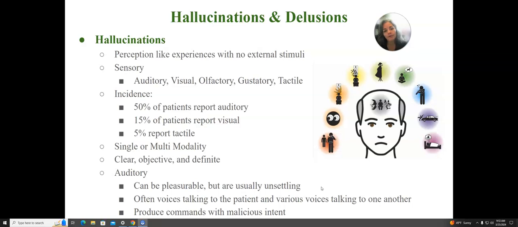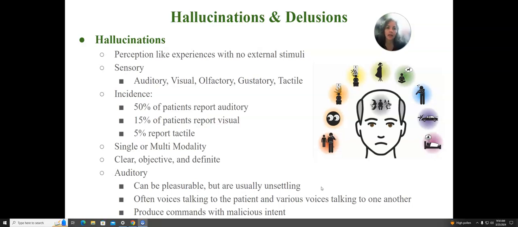And we don't have the statistics on olfactory, which is smell, or gustatory, which is the taste. But they can also experience perceptions of smells or tastes that aren't really triggered by any external stimuli. So when I say single or multimodality, I mean they can experience one hallucination impacting one sense, or they can experience multiple hallucinations that impact different senses.